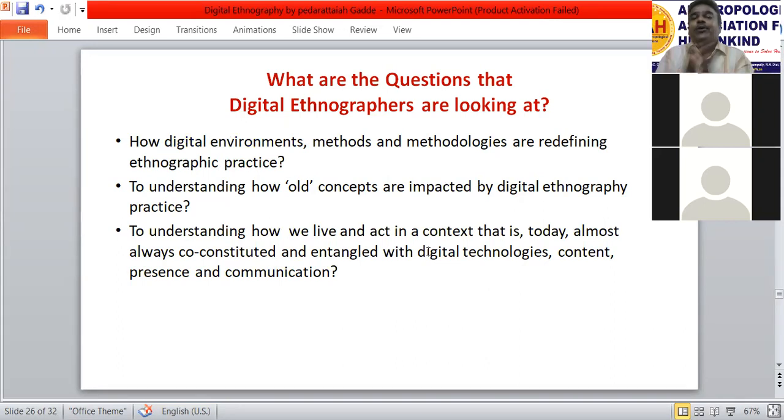We are going to publish a book together, and the digital ethnographic research account will be there in that book as a chapter. So that's how the training comes to an end.